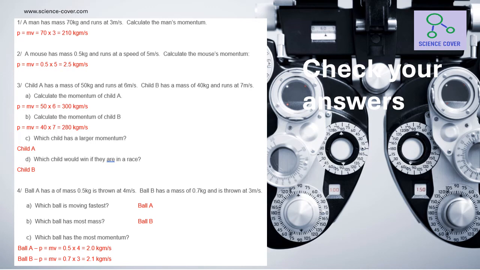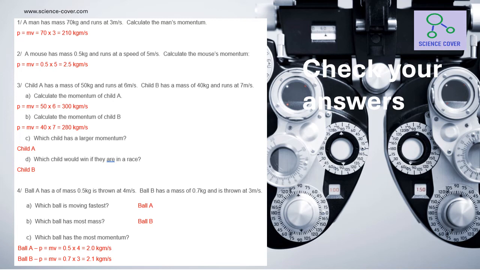Let's check our answers. Number 1. A man has a mass of 70 kilograms and runs at 3 meters per second. Calculate the man's momentum. So we do 70 multiplied by 3, which is 210 kilogram meters per second. A mouse has a mass of 0.5 kilograms and runs at a speed of 5 meters per second. Calculate the mouse's momentum. So this is 0.5 multiplied by 5, which is 2.5 kilogram meters per second.